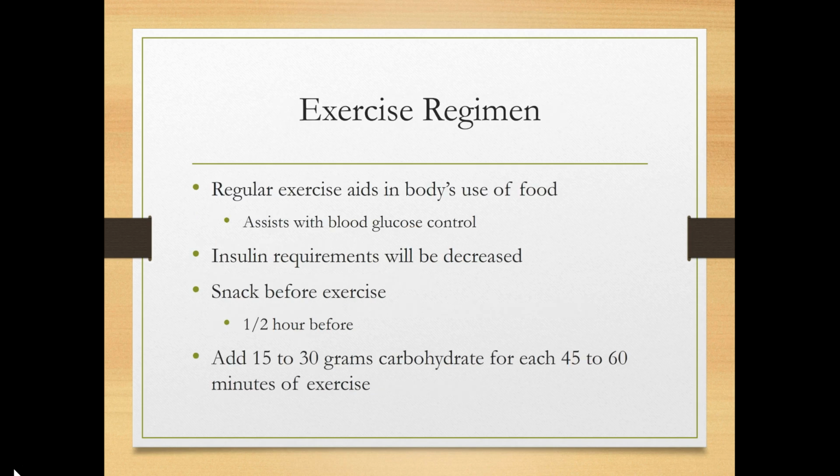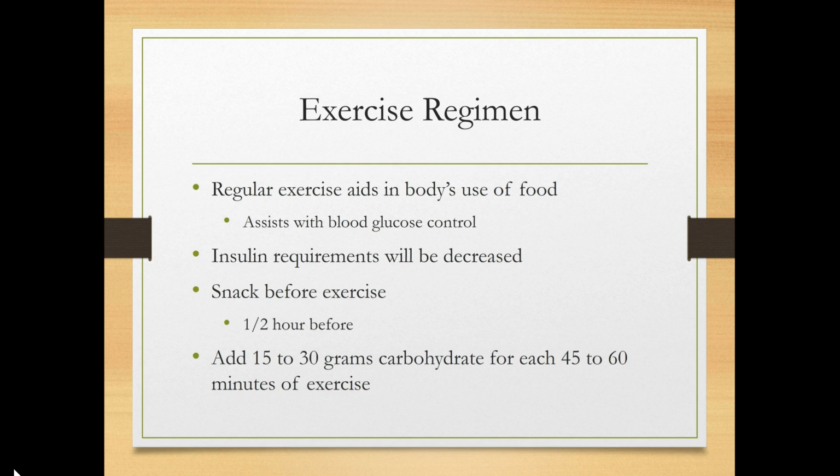All right, so exercise regimen is important because they're children and they're going to want to play, regardless of if they're on a team sport or anything like that. They're still going to want to run around outside and play. So regular exercise is good. It assists with the blood glucose control, so you won't have to give as many interventions. Their insulin requirements will be decreased, so they won't need as much insulin.